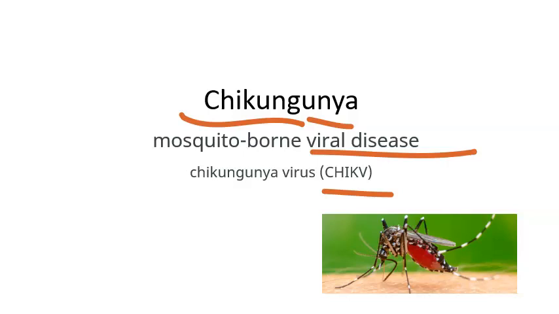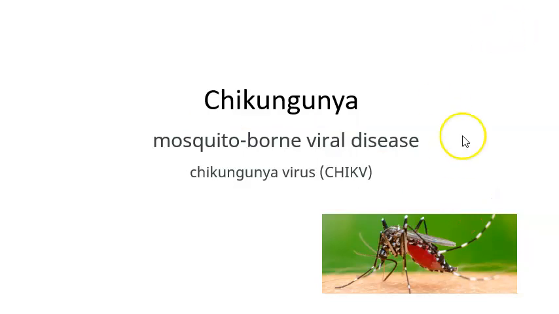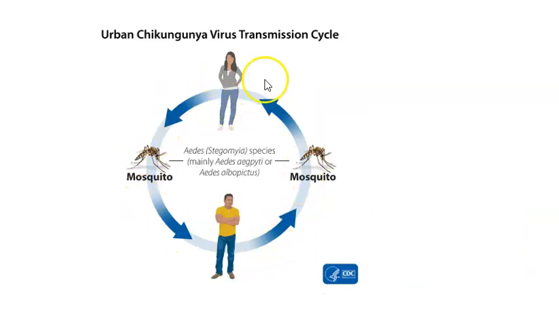So basically, who is carrying this virus to you? Mosquito. So mosquito is what? The vector. What is inside the mosquito? Virus. Okay. Who gave the virus to the mosquito? Interestingly, it is man. So man to mosquito, mosquito to man it is. Okay. So it's a mosquito-borne viral disease caused by the virus, chikungunya virus, that is CHIKV virus. So man to mosquito, mosquito to man in the urban cycle. This is how it is.